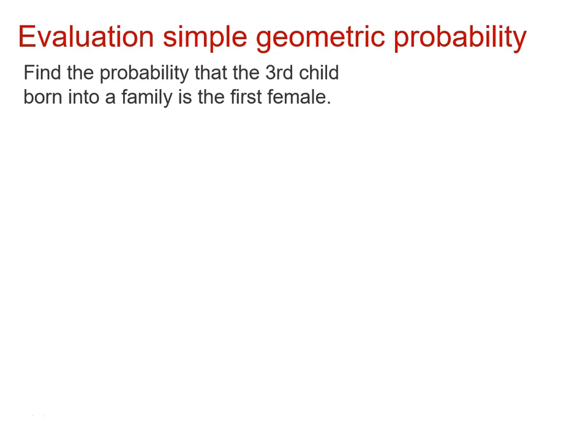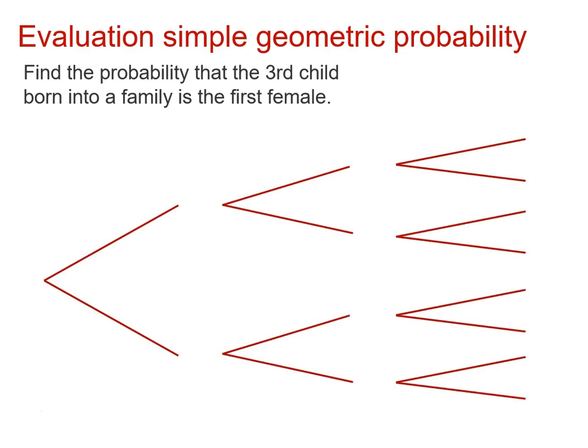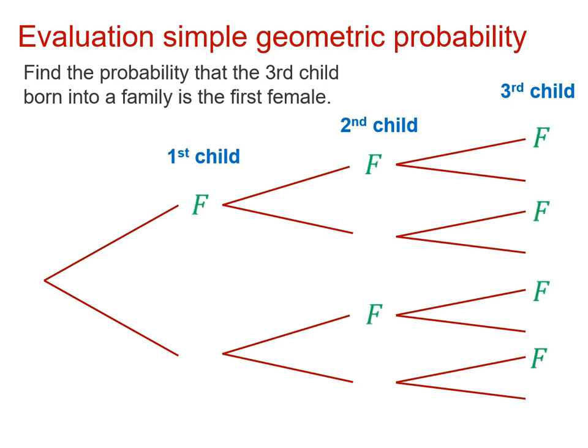The kind of problem we might associate with the geometric distribution is as follows. Find the probability that the third child born into a family is the first female. So if we're going to do it the old school way, we would consider a tree diagram. We would need to consider first child, second child, and third child. And in each case, the child is either female or not female.